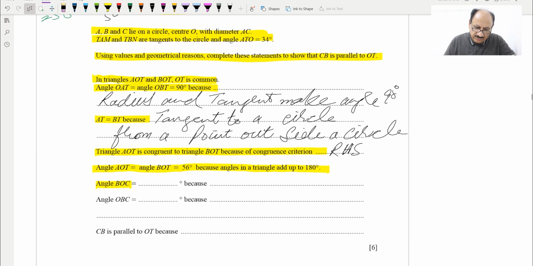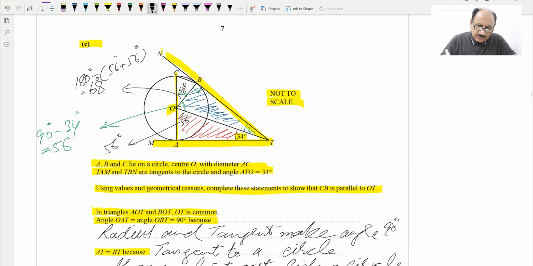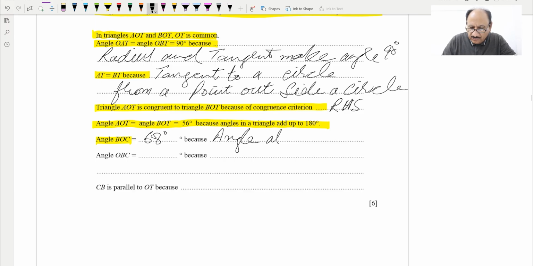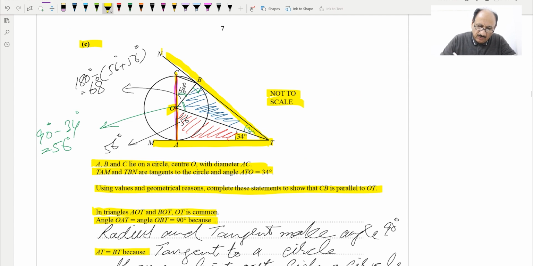The reason is angles on a straight line. I'll explain: the angles on this straight line add up to 180 degrees. This is what we are writing: angles on a straight line are 180 degrees. This is our reason. Then they are asking for angle OBC. OBC is this angle, which we can write as 180 minus 68.